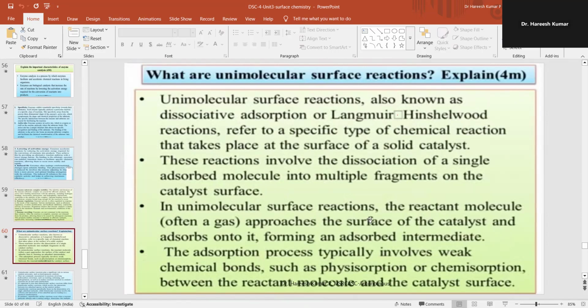In a unimolecular surface reaction, the reactant molecule, often a gas, approaches the surface of the catalyst and adsorbs onto it, forming an adsorbed intermediate. The adsorption process typically involves weak chemical bonds, such as physisorption or chemisorption, between the reactant molecule and the catalyst surface.